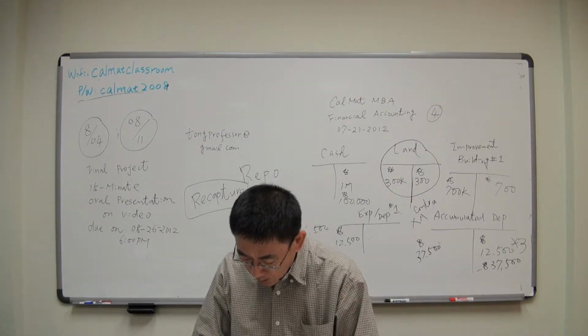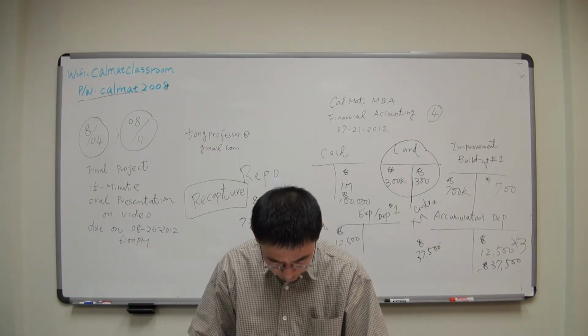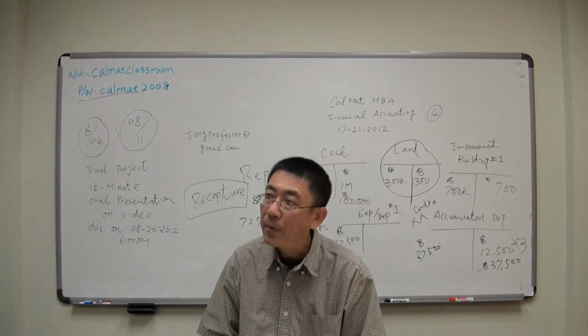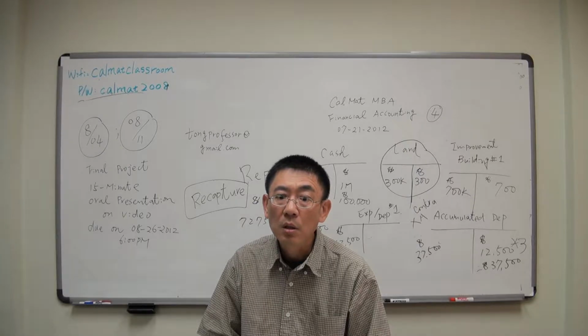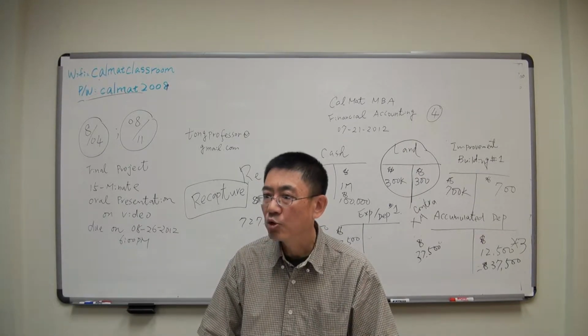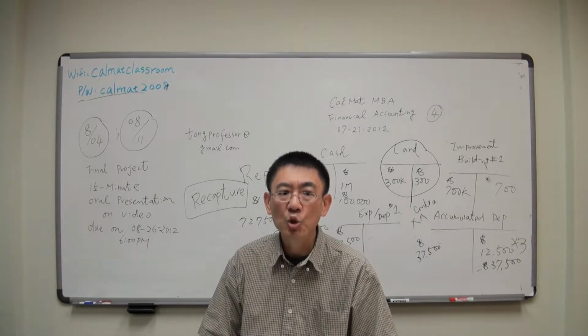Appendix A-2, A-1 or A-2. There's no page number. The page number is A, like apple. A-2. You can use a financial calculator, but I assume you probably don't have that. All right, in your book, A-2.